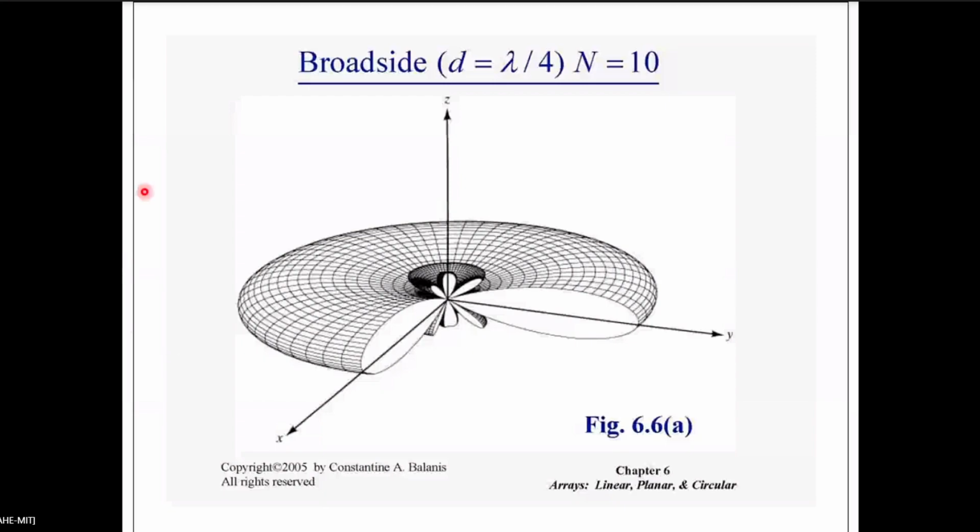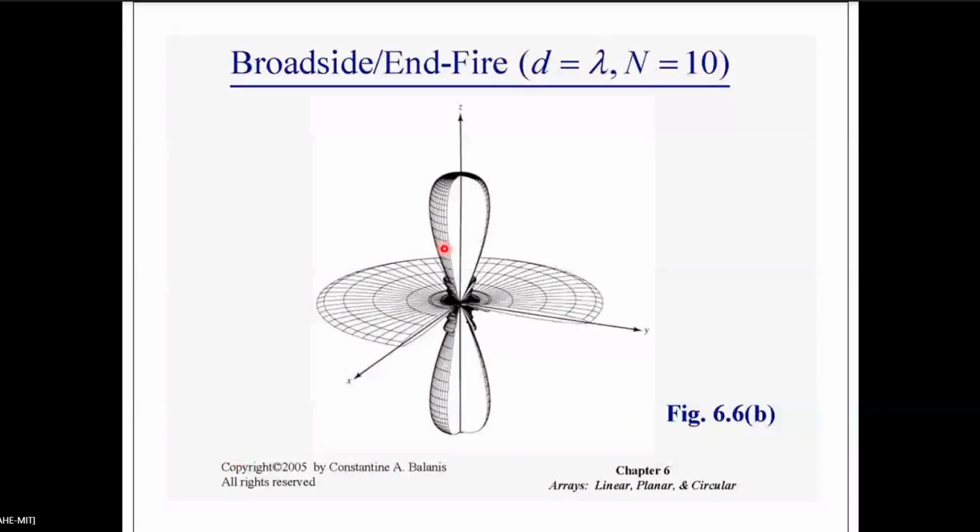So this is d is equal to lambda by 4, and n is equal to 10. So, broadside array, end fire array. See here, d is equal to lambda. The condition is violated, so you will have maxima even at 0 degrees as well as 180 degrees. D is equal to n lambda should be avoided. You have seen that, no? That should not be there.